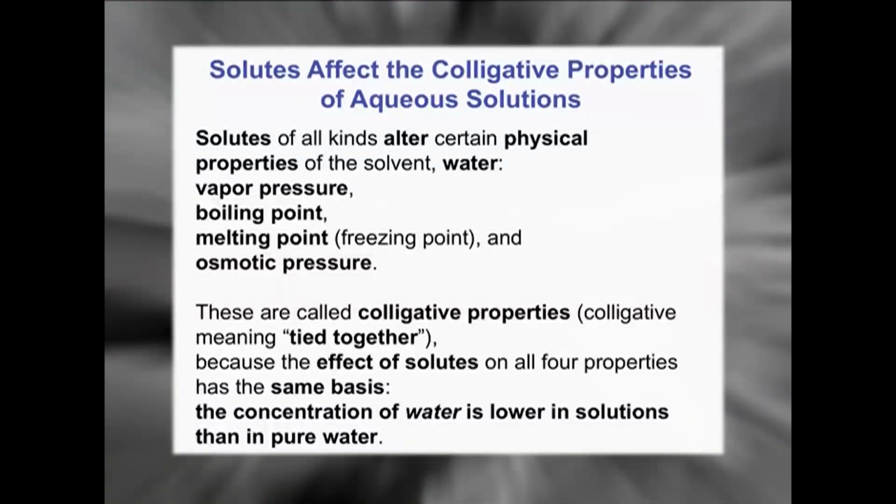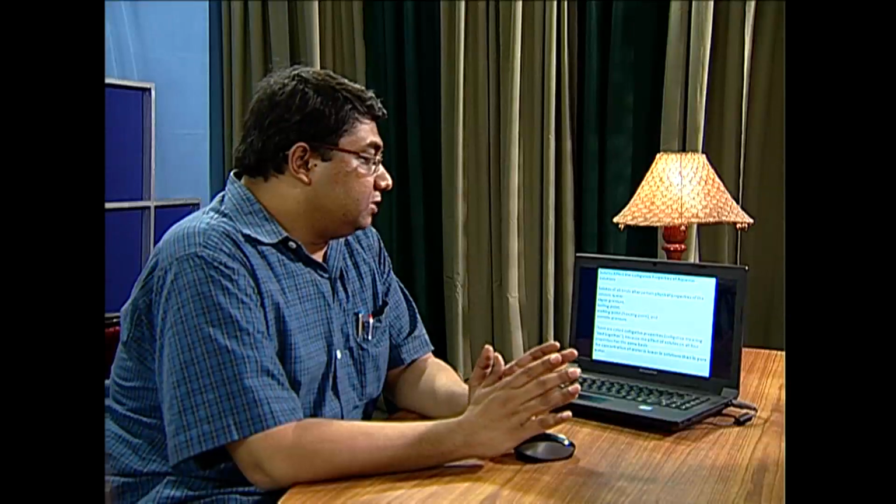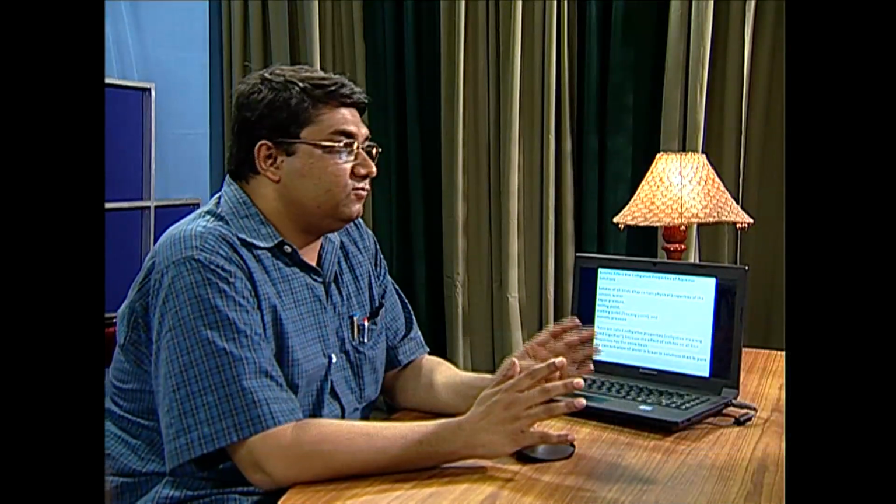Today we'll continue our discussion regarding the biological importance of water. Now there are four physical properties of water, namely vapor pressure, boiling point, melting point and osmotic pressure, which are collectively called the colligative properties, because if the water contains any solute, then the solute will affect these four properties in a similar way.